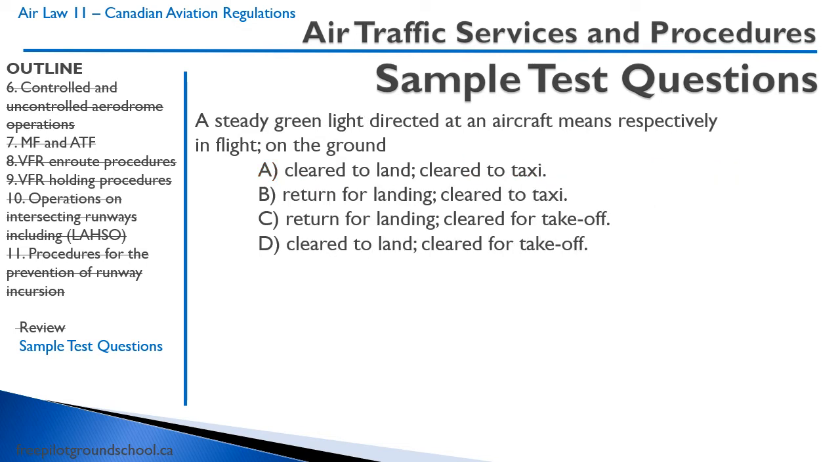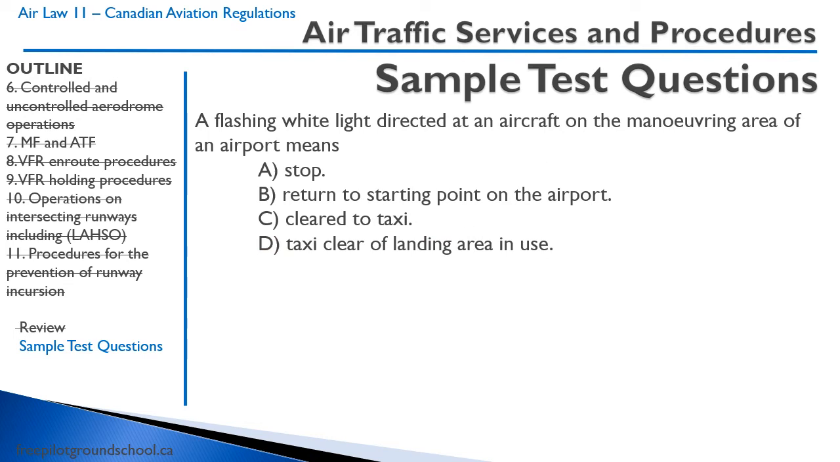Here's one with green lights. A steady green light directed at an aircraft means, respectively, in flight, on the ground. So remember, a steady green light is the best thing that can happen. In flight, it's going to be clear to land, and on the ground, it's going to be clear for takeoff. So the correct answer is going to be D, clear to land and clear for takeoff.